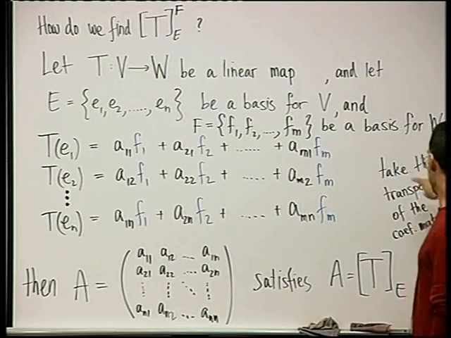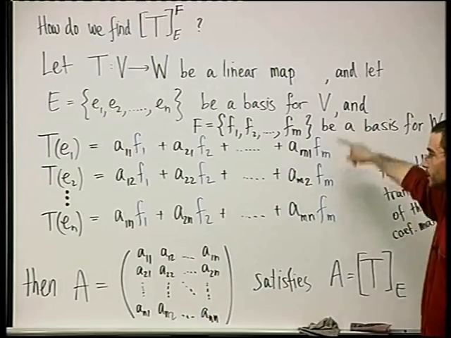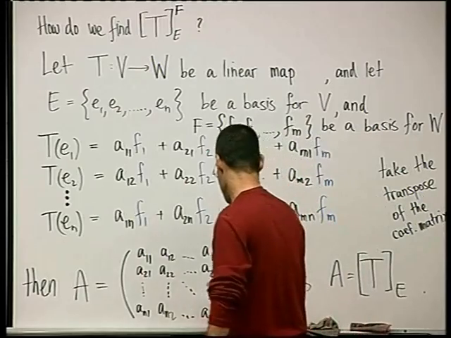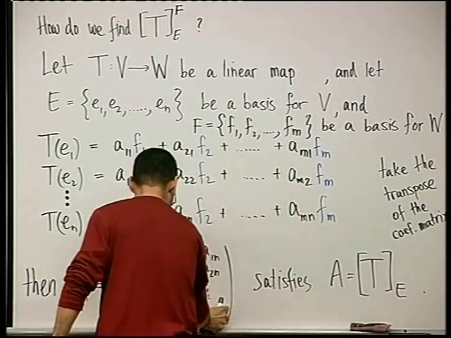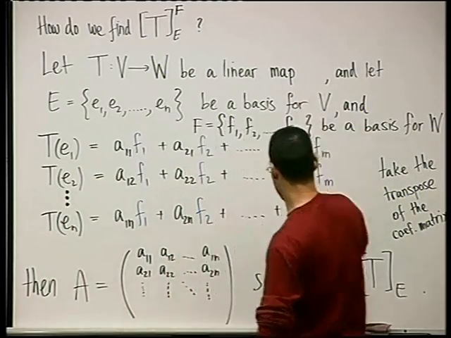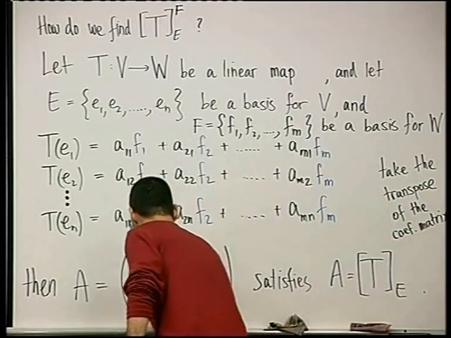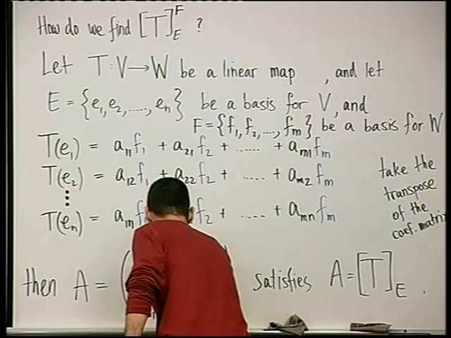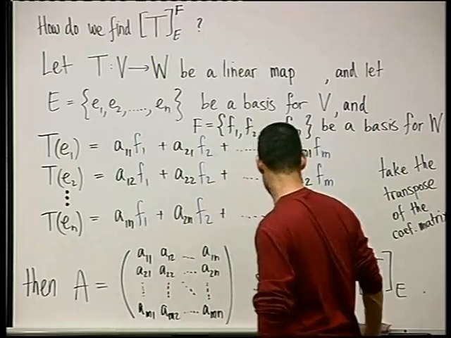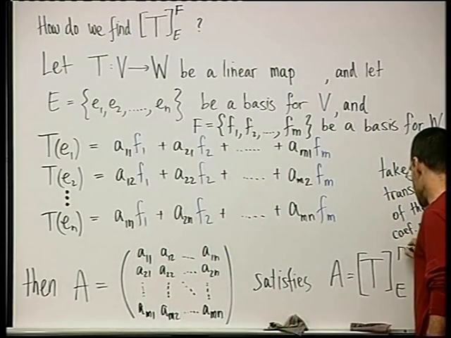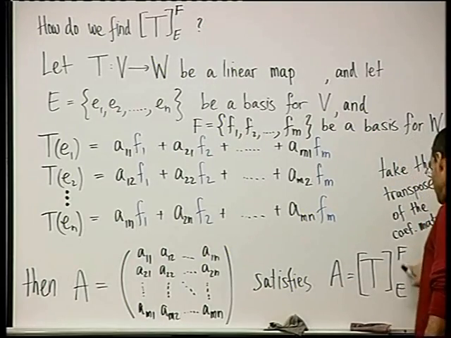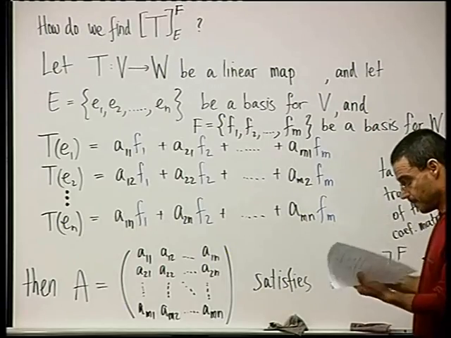Good? Take the transpose of the coefficient matrix, which is this, and the matrix you get, which now the only thing I have to change is the bottom row. The bottom row, which is now the last column, ends with row M: A_M1, A_M2, dot, dot, dot, A_MN. And this satisfies that it's the representing matrix of the transformation T with respect to these two chosen bases.